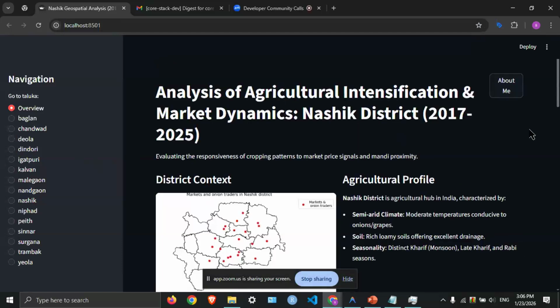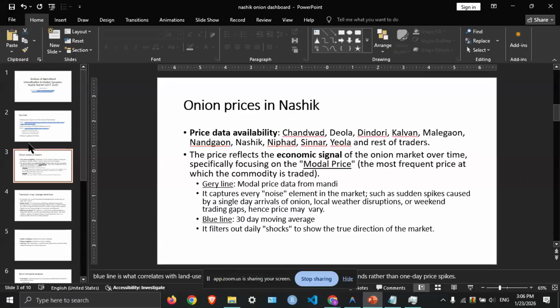Recently, when I came into contact with the Core Stack Geospatial Challenge, I found it interesting to ask whether it is possible to analyze market proximity and market patterns, which would help in understanding the policy framework. So I narrowed it down to one district, Nashik, which contains 15 talukas. I will also share the PPT.